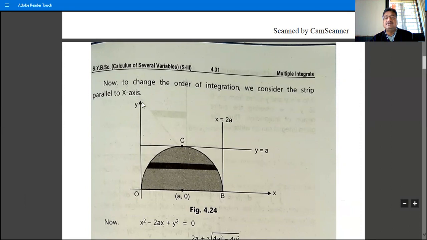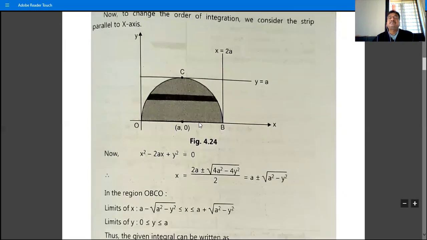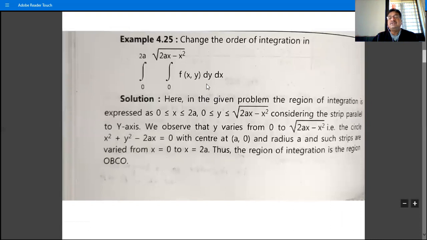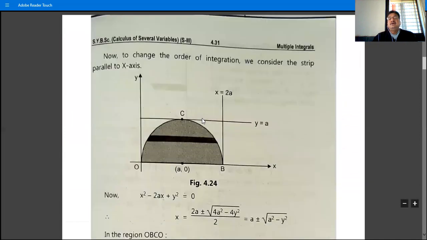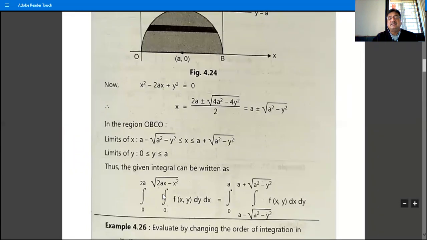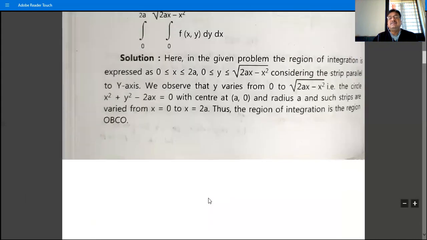y is equal to 0, x is equal to 0, x is equal to 2a, and this x square minus 2ax plus y square. So this is the area bounded, the shaded portion. Now we have to change the order. Here the integration is with respect to y first. Now we have to integrate with respect to x first, and that's why we take a strip parallel to the x-axis. Then the double integration is 0 to 2a, 0 to root of 2ax minus x square, f(x,y) dy dx.